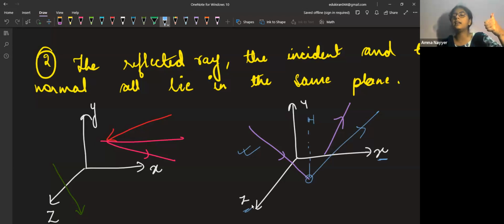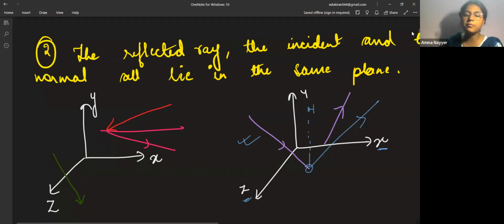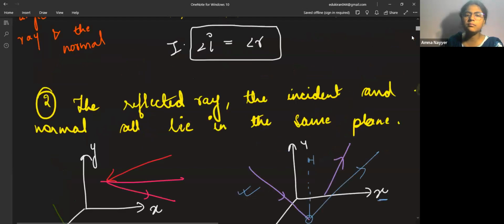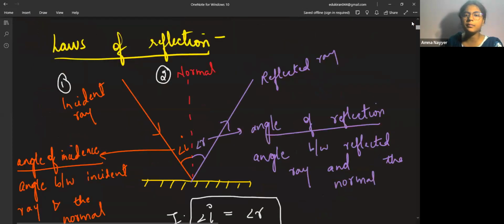So the reflected ray, the incident ray, and the normal all lie in the same plane. This is the second law of reflection. So these are the two laws of reflection which you should remember. The rest of the details we'll discuss regarding mirrors.